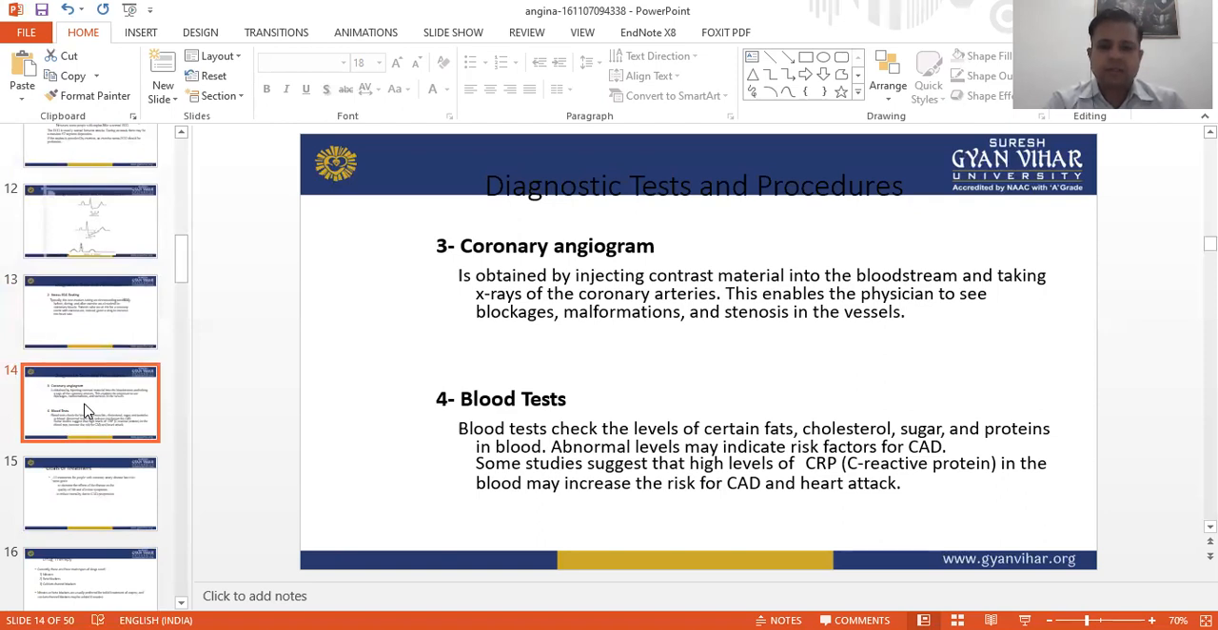Fourth is the blood test. Blood tests check the levels of certain fat, cholesterol, sugar, and protein in the blood. Abnormal levels may indicate risk factors for coronary artery disease. Some studies suggest that a high level of C-reactive protein in the blood may increase the risk for coronary artery disease and heart attack.